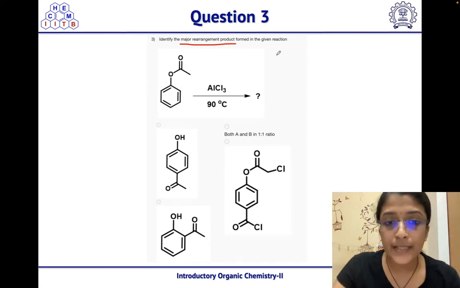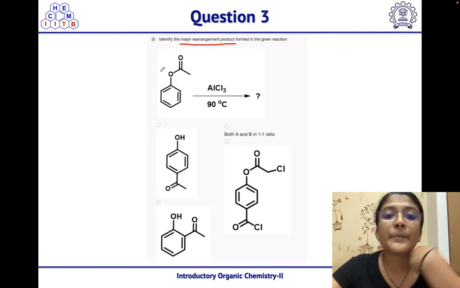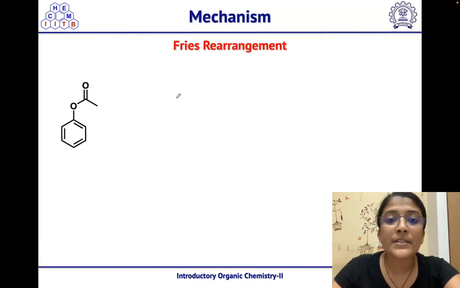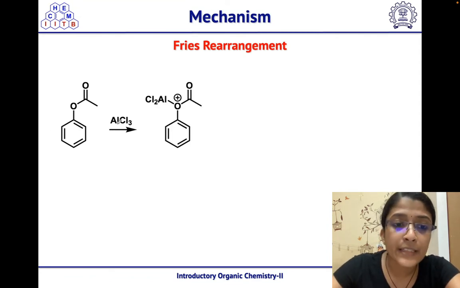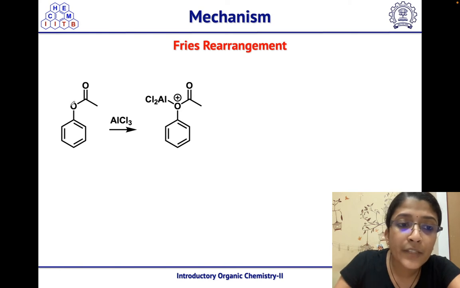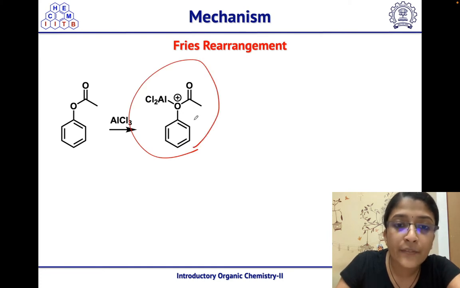So coming to the mechanism, this is also a named rearrangement reaction. This is called Fries rearrangement. So this will be converted into a hydroxyaryl ketone. So we will see the mechanism. First we are having this ester of phenol. In the presence of AlCl3, AlCl3 will coordinate with this oxygen of phenol, and it will give an intermediate like this. Now what will happen?